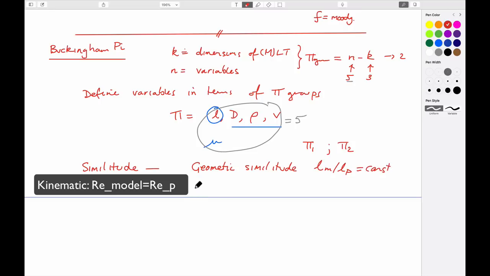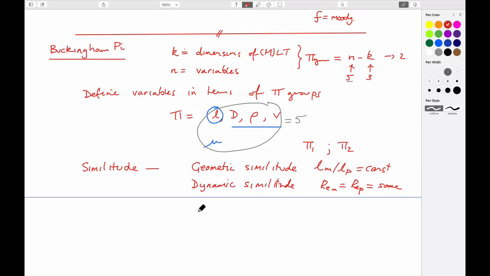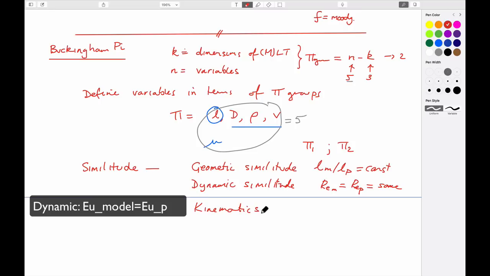We look for dynamic similitude, which means that the Reynolds numbers typically in the model and the prototype are the same, constant as well. And if that's the case, then we can look at kinematic similitude, which typically means that the Euler numbers are the same.